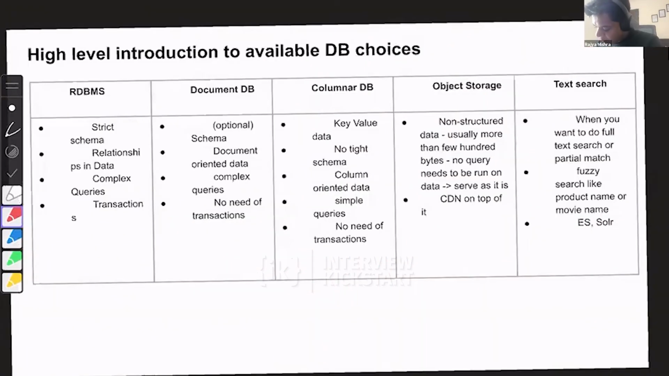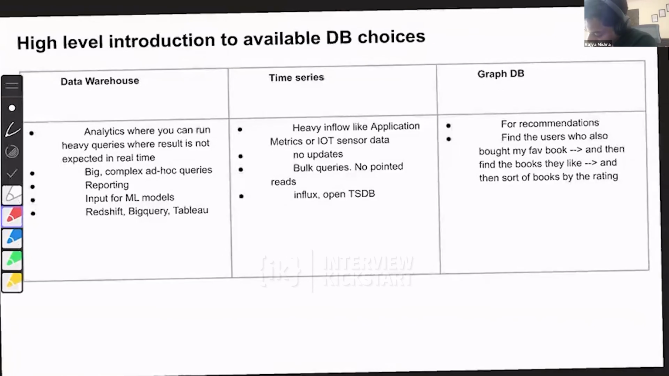Again, this is the same thing repeated which we discussed earlier. You can look at this table later on.